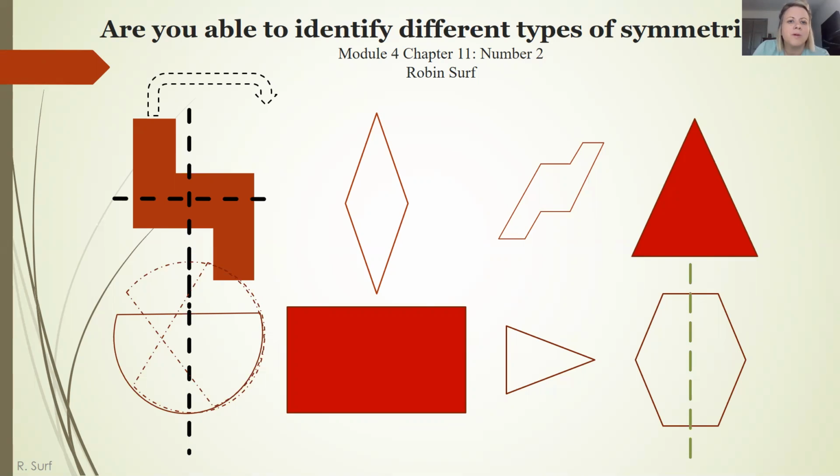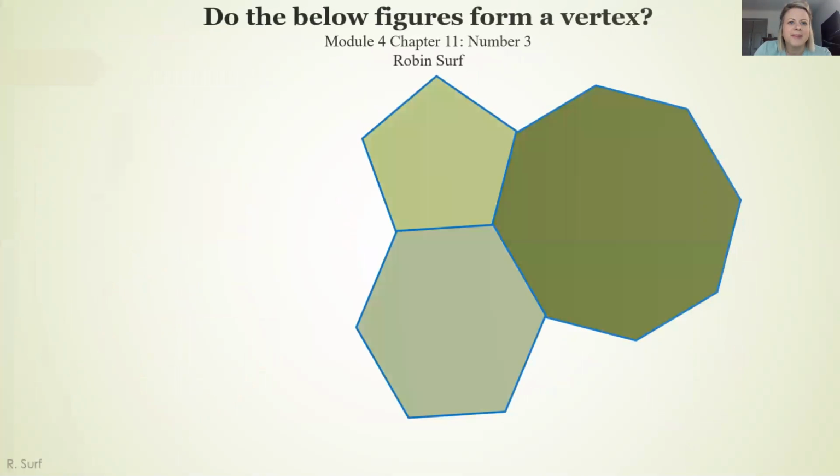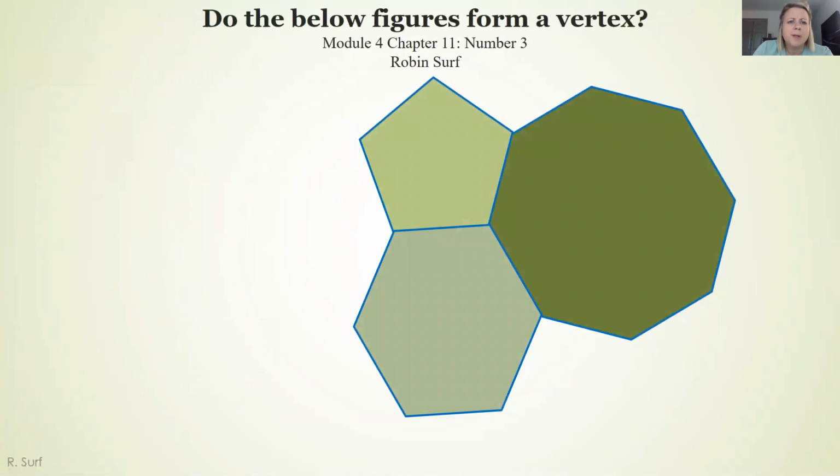Let's go ahead and move to question number 3. Do the below figures form a vertex? Well, let's take a look. This question is asking whether or not the point at which these 3 shapes meet is actually a vertex. If they are actually a vertex, then these angles will add up to 360 degrees.